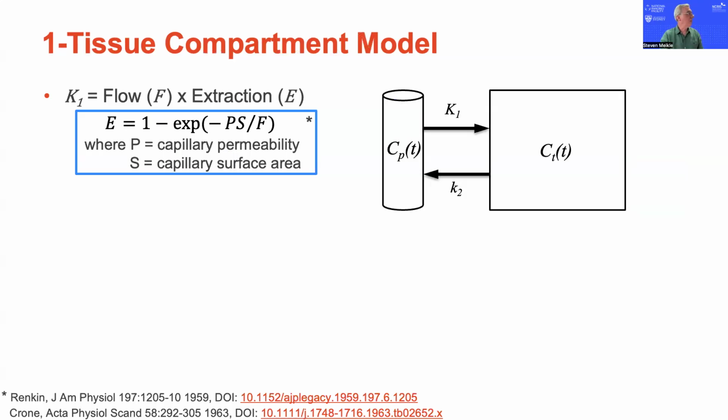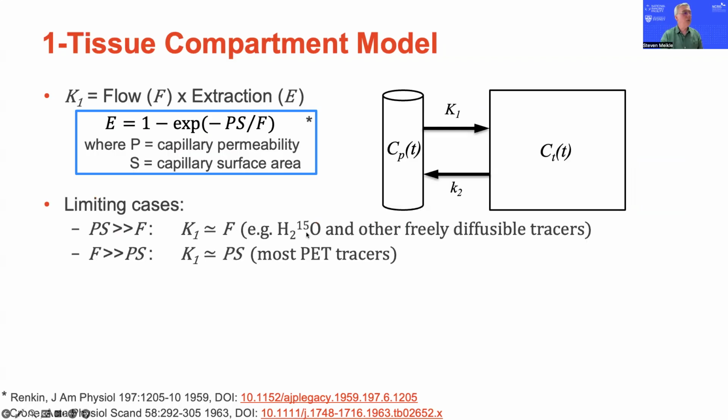And the extraction fraction is represented by this equation, which comes from the Renkin-Crone model. You can go and look that up if you'd like to learn more about what that model is all about. It's a very simple model that just describes the arterial vessel as a simple cylinder. So that's the extraction fraction, and it's unique to each PET tracer that we use. It's described by this exponential term where you have the PS product, the permeability surface area product, divided by flow. And there are two limiting cases for different types of tracers.